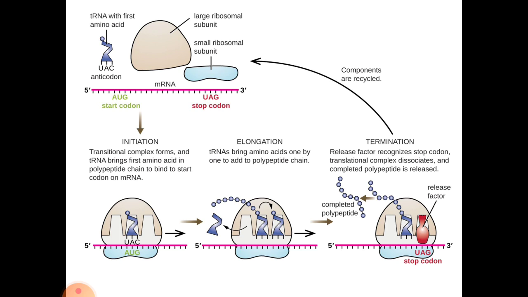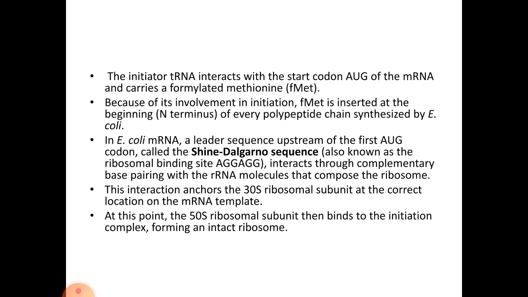In initiation, translational complex forms and tRNA brings first amino acid in polypeptide chain to bind to the start codon of the mRNA. The start codon is usually AUG. The tRNA consists of an anticodon called UAC. The initiator tRNA interacts with the start codon AUG of the mRNA and carries a formylated methionine.